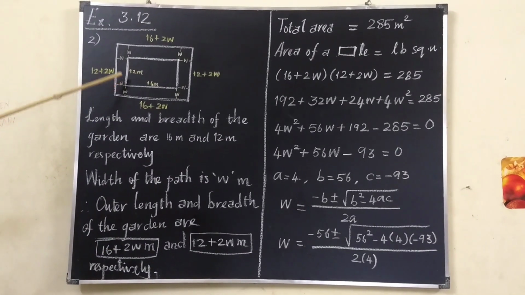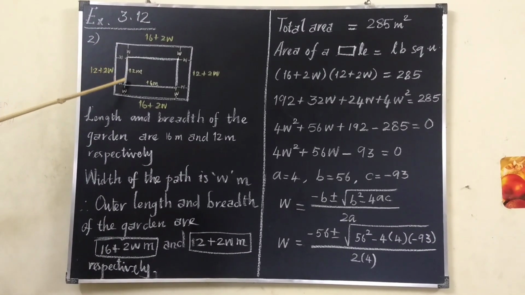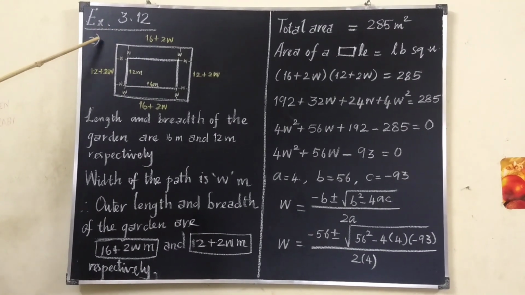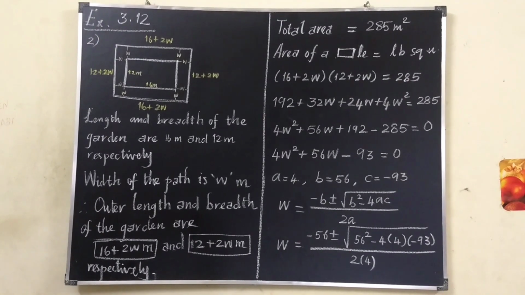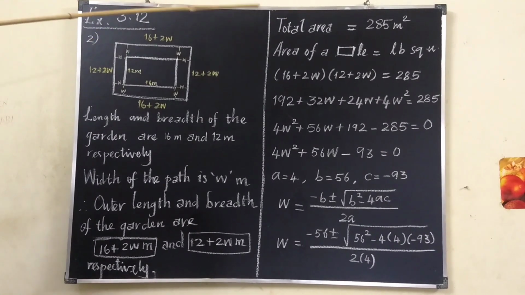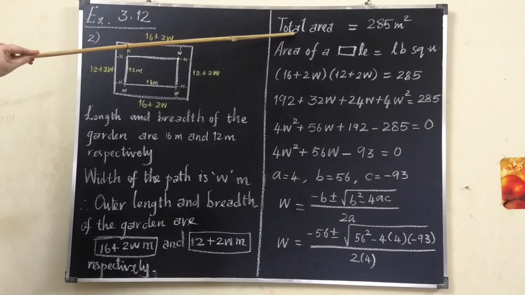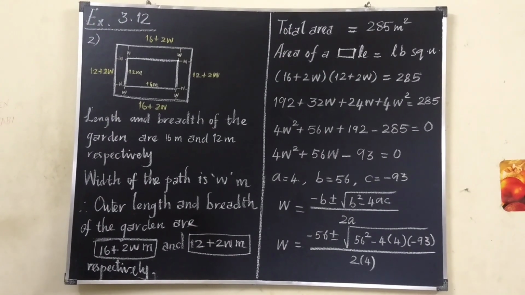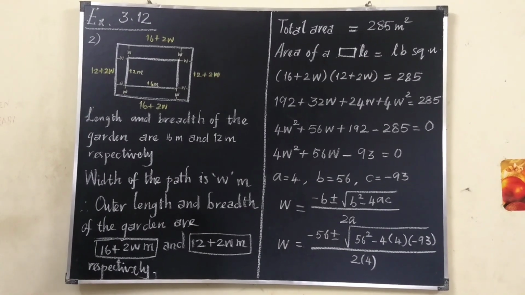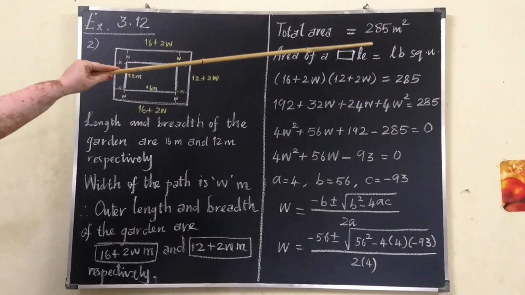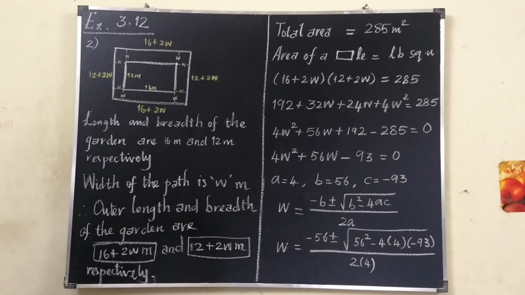Like the same, breadth of the outer rectangle is 12 plus W plus W. 2 W's we have to add with it. Then it is 12 plus 2W. Then the total area along with the pathway is given as 285 meter square. Total area is given as 285. What's the shape of the garden? I said the shape of the garden is rectangle. What's the area of the rectangle then? Area of the rectangle is equal to L into B square units.